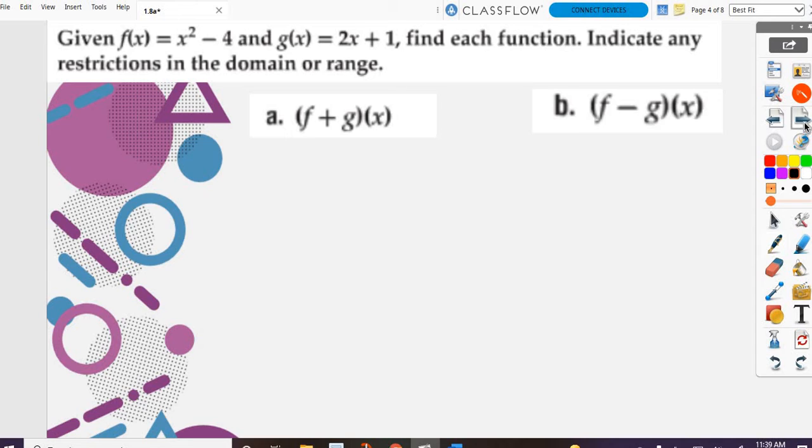This time they give us f of x is x squared minus 4, and g of x is 2x plus 1. Find the given function, and then indicate any restrictions on the domain. They say or range. For the most part, I'm just worried about the restriction on the domain.